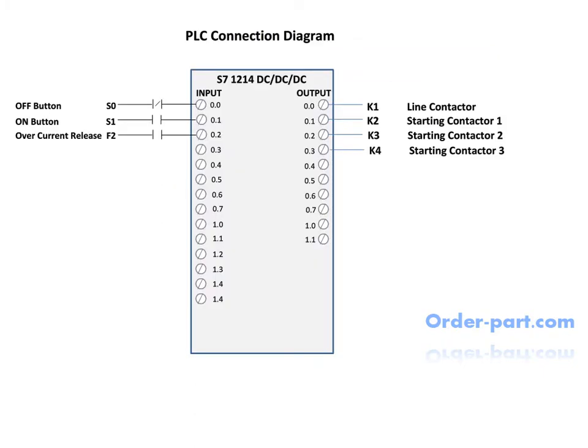Here is the wiring of the PLC. Inputs, that is switches, are connected on the left side and outputs on the right. Logic in the PLC determines its operation. Now come to the programming part.